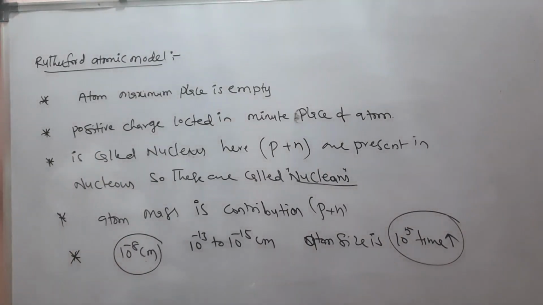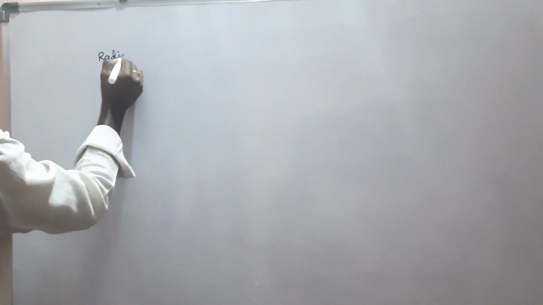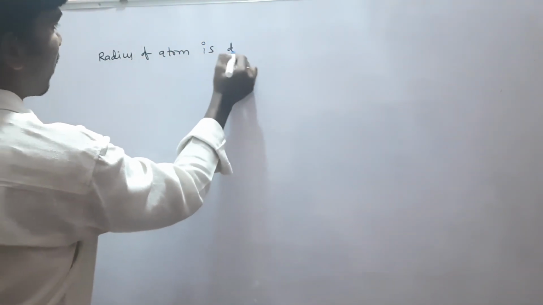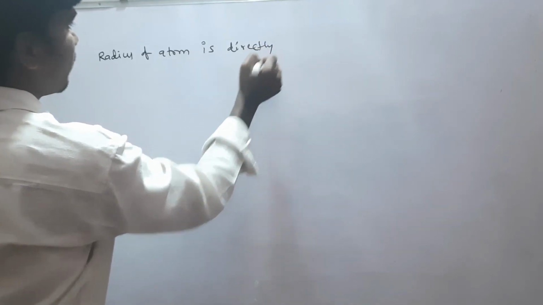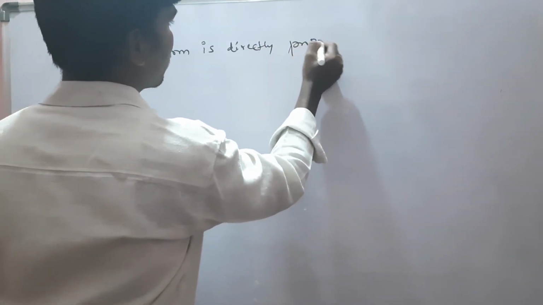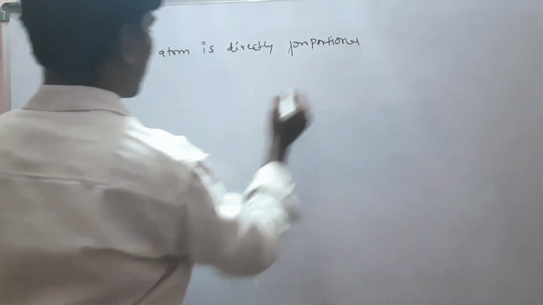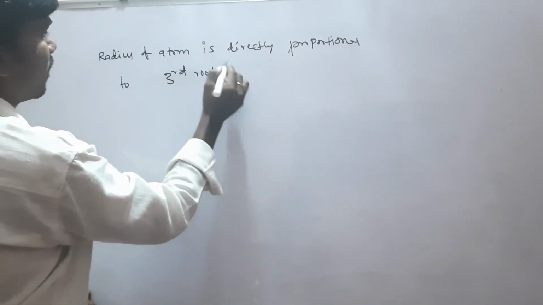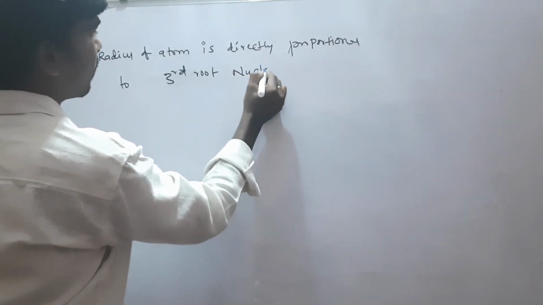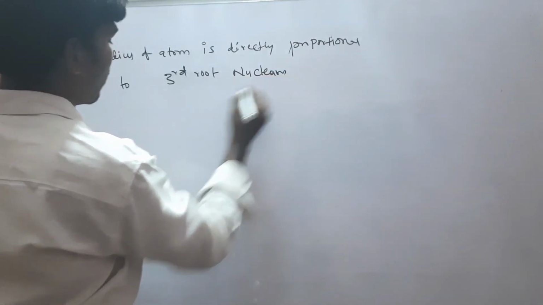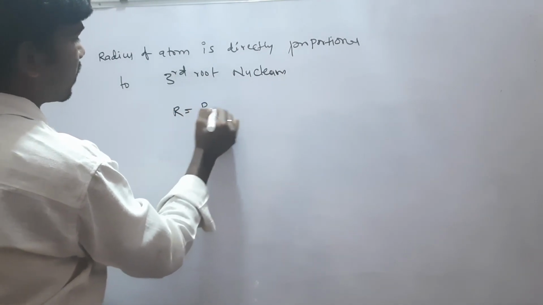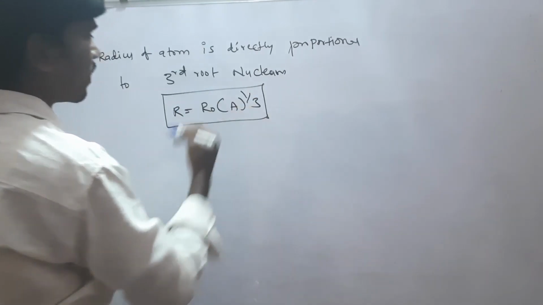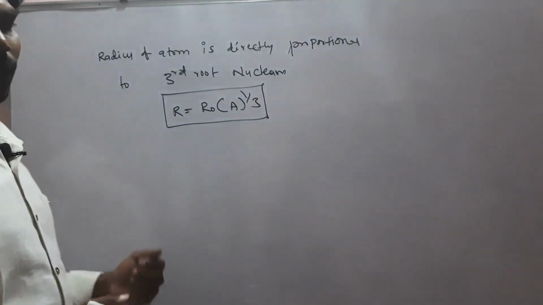And the radius of the nucleus is directly proportional to the cube root of the number of nucleons: R equals R naught times A to the power of 1 by 3. This relation is given by Rutherford. So this is the information regarding the Rutherford atomic model.